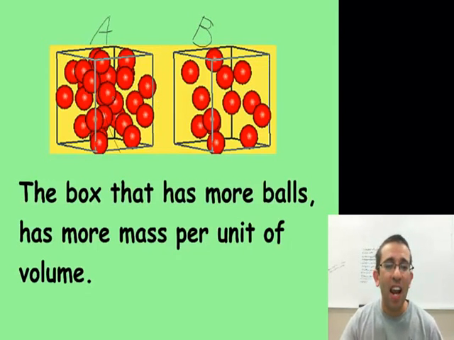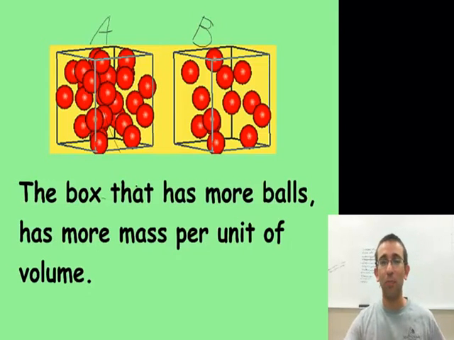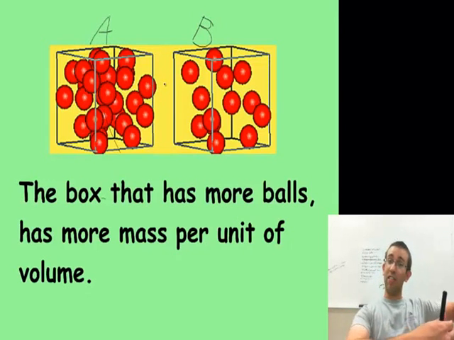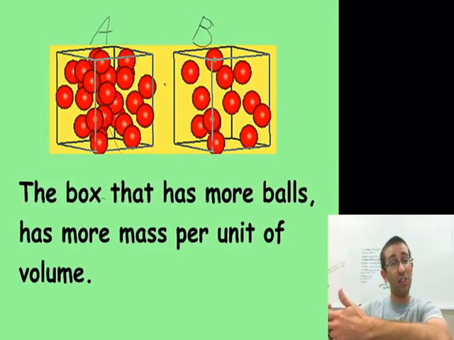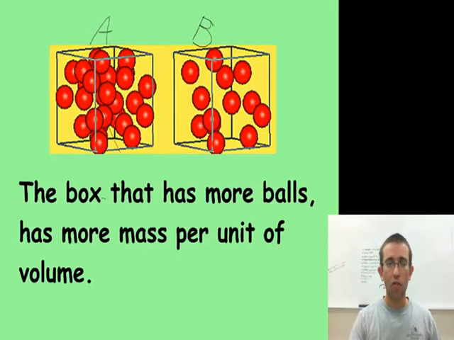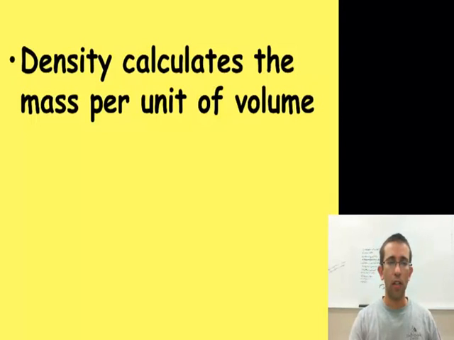Now, here's a technical definition. The box that has more balls has more mass per unit volume. We'll explain what that means in just a second. Basically, it's got more stuff in it, so you get the same volume. If you ever move somebody and have boxes, think of this: a box with a whole bunch of stuff, and they're sealed, and a box with just very little stuff. Which one's heavier?